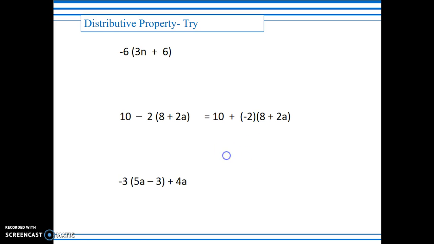And last, let's look at this problem. You have negative 3 times the difference of 5a and 3 added to 4a. Go ahead and try that.